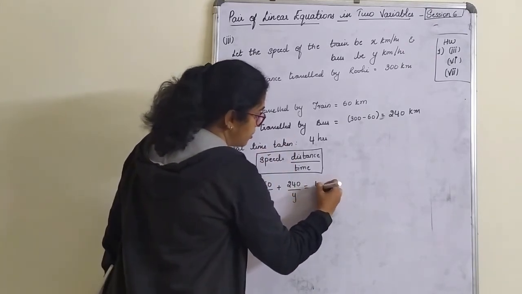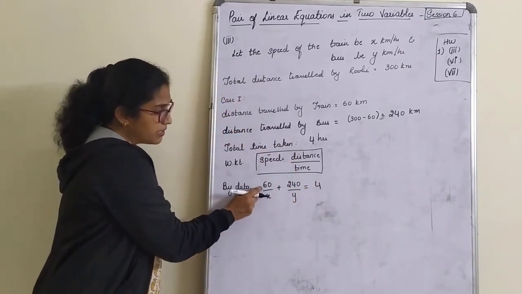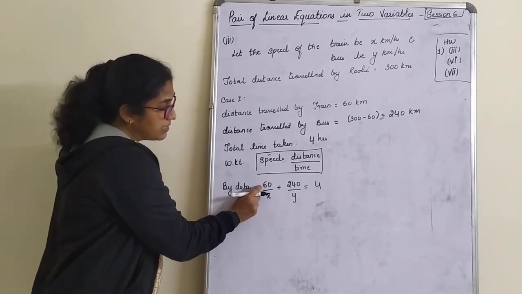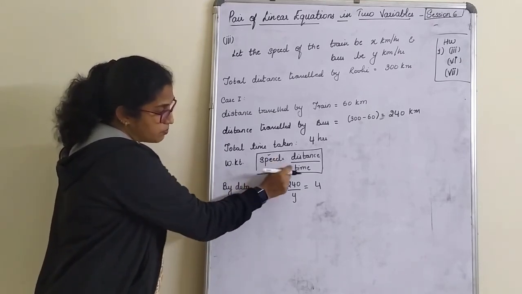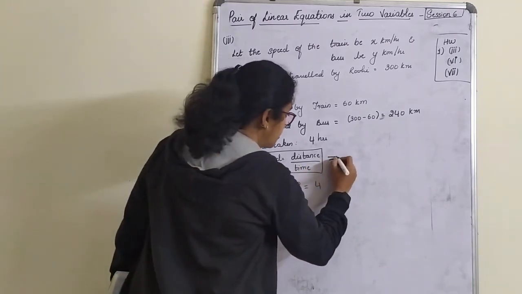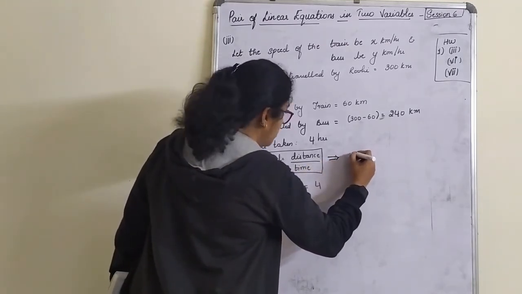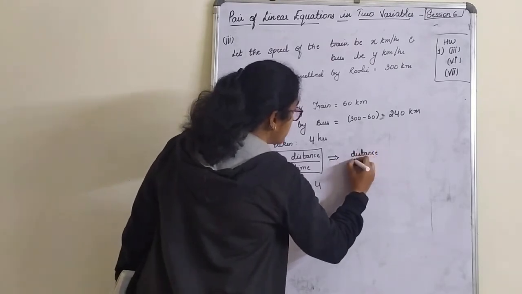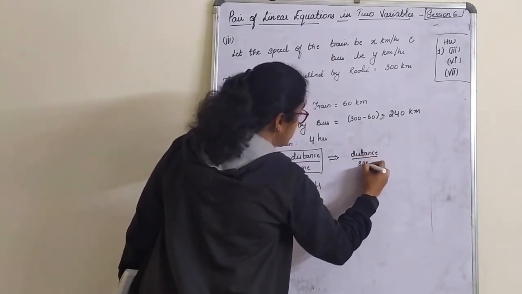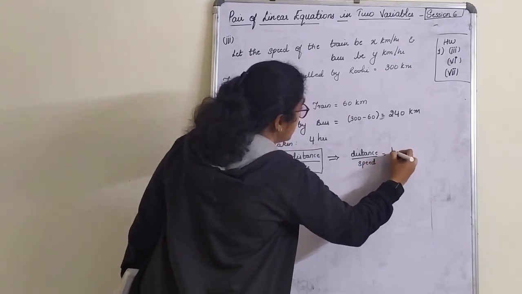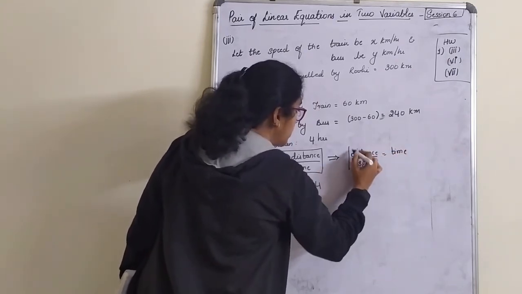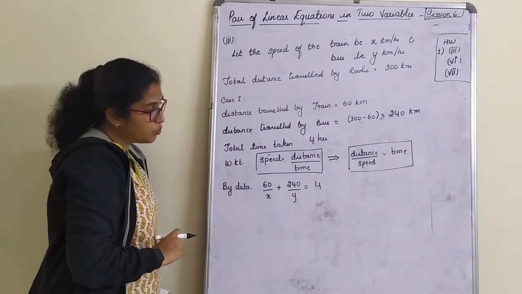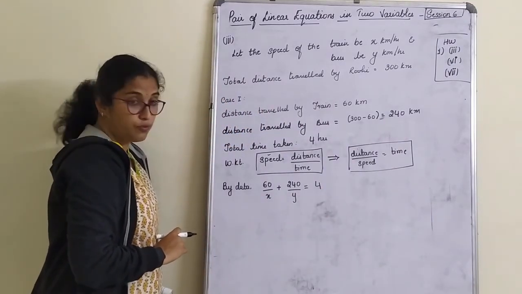Can I write this equally here? What I have written is distance upon speed. I'll write it here if you want: distance upon speed is equal to time. So this formula I have applied. By data, 60 upon x plus 240 upon y is equal to 4.